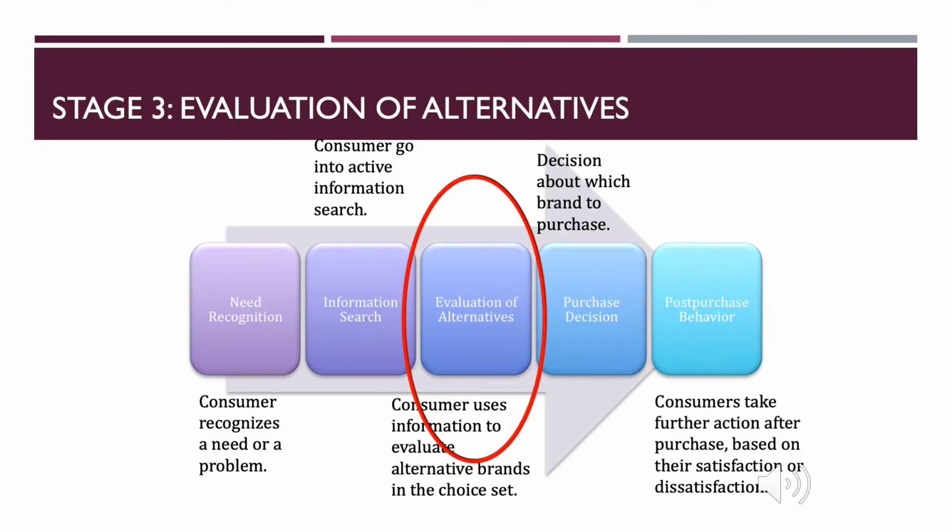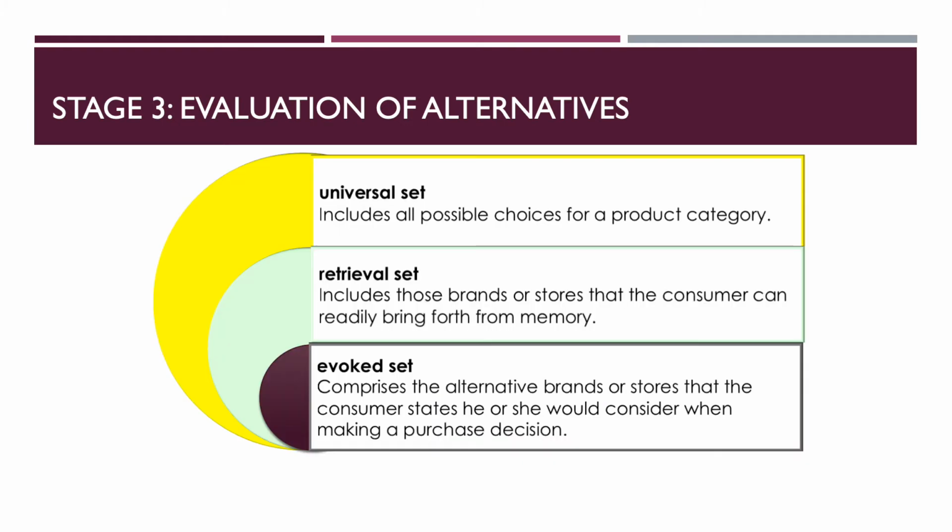Stage 3 is evaluation of alternatives. Once a consumer has recognized a problem and explored the possible options, he or she must go through the choices available and evaluate the alternatives. Research has shown that a consumer's mind organizes and categorizes alternatives to help his or her decision process.